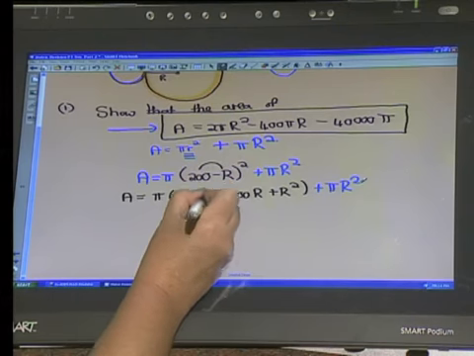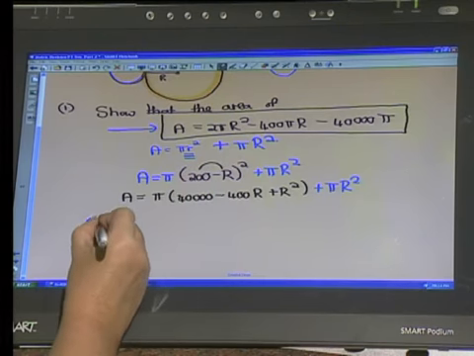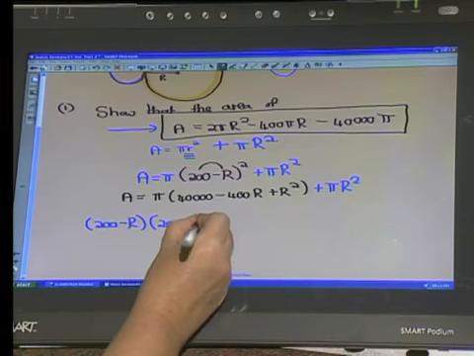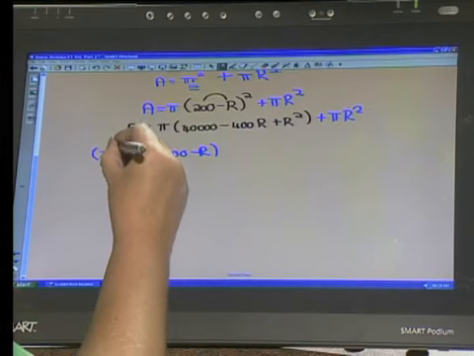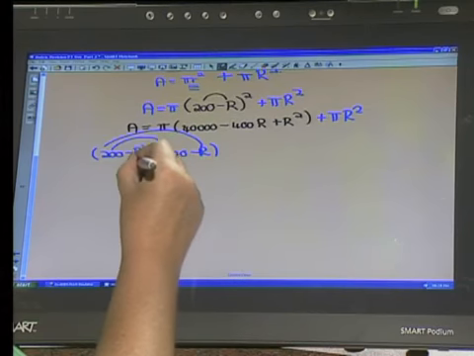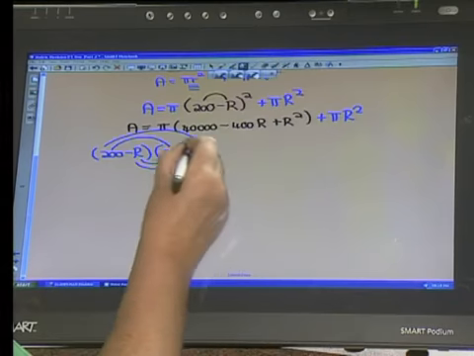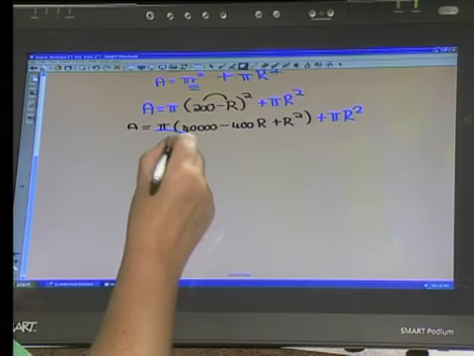Now, of course, if we're not familiar with the shortcut, we can always use our normal way where we go 200 minus R times 200 minus R, and then we do the firsts, the outers, the inners, the lasts. And we'll end up with that same answer, won't we? Yes, we are going to end up with that. Correct. So we are happy with that.